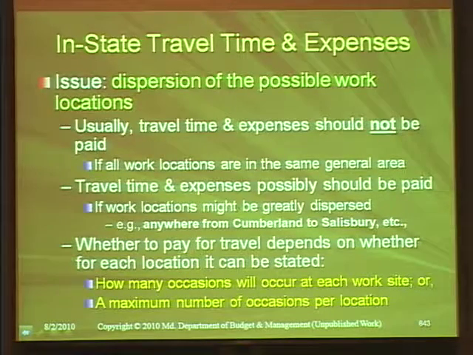Whether to pay for travel depends on whether for each location it can be stated how many occasions will occur or a maximum. And even if there's great dispersion, if you know they are going to go to Cumberland 10 times in a year, and if you know they're going to go to Salisbury 8 times in a year, they can include that in their price. Because they know where they themselves are located, they know how far away it is, they know how many times they're going, they can price it. What you price is the unknown, not the known. Or what you allow them expenses for is the unknown, not the known. They have to include in their price the known.